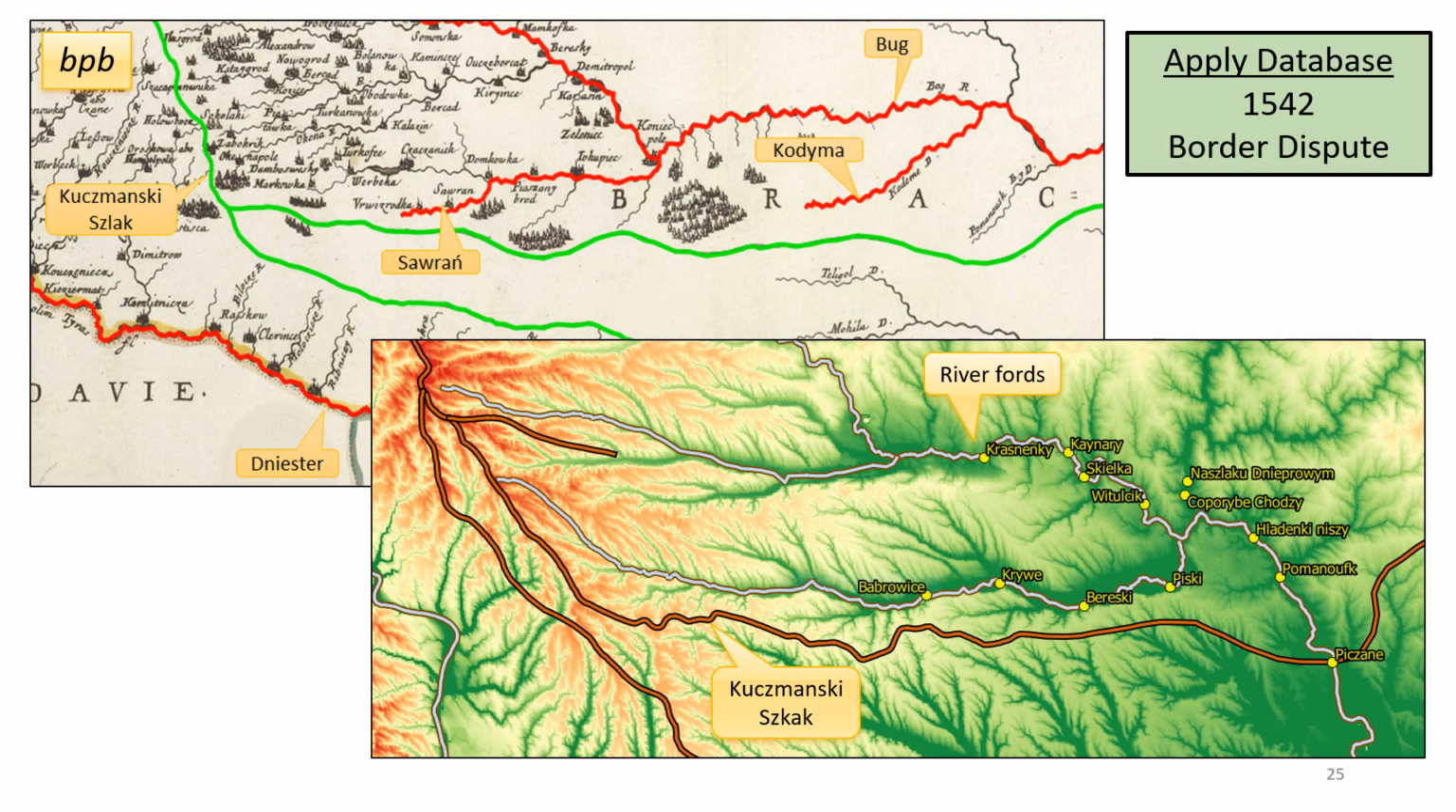Here we see a section of one of Beauplan's maps that shows the disputed territory and a map of rivers, Szlak paths, and river fords that we constructed by extracting information from multiple Beauplan maps. What is important to note is that the disputed region contains many river fords and lies close to the Kuczmański Szlak.